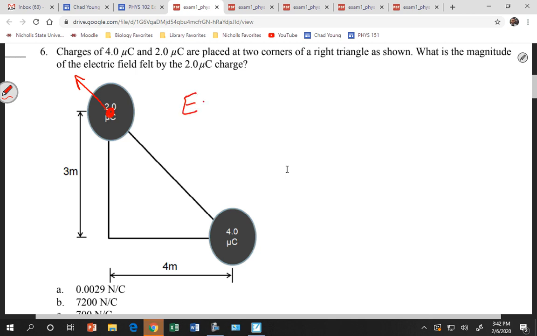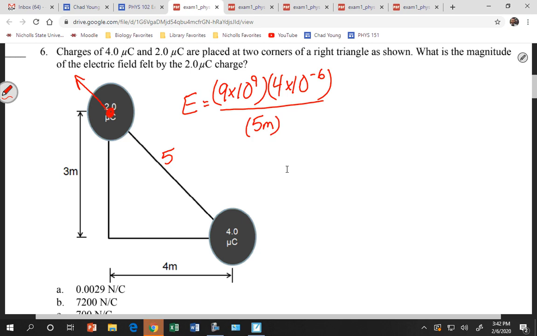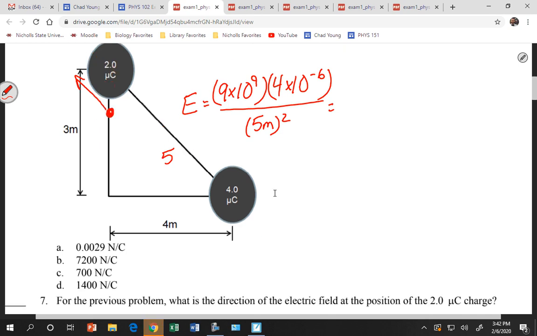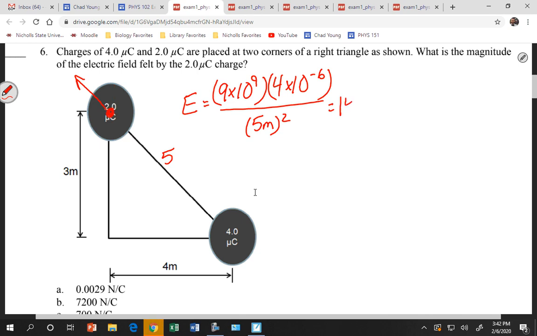But the magnitude of that electric field will be kq over r squared: 9 times 10 to the 9th, times 4 times 10 to the minus 6, divided by this distance, which is 5, squared. I don't know what the answer is. Do you know? I'm going to trust that those numbers work out to give me 1,400. Okay? 1,400 newtons per coulomb.